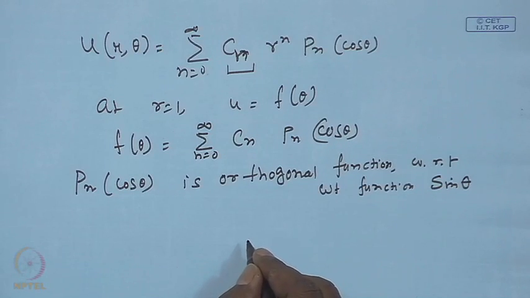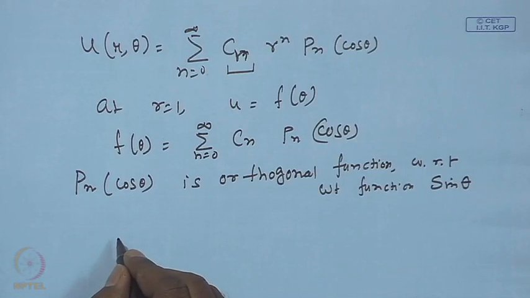So, therefore, if you remember, in the Cartesian coordinate, the sine and cosine functions are orthogonal functions with respect to weight function 1. In cylindrical coordinate, the Bessel functions are orthogonal functions with respect to weight function r. In the spherical polar coordinate, the eigen functions are orthogonal to each other with respect to weight function sin theta. So, therefore, we write down the complete solution.